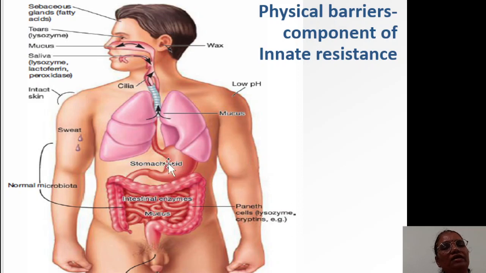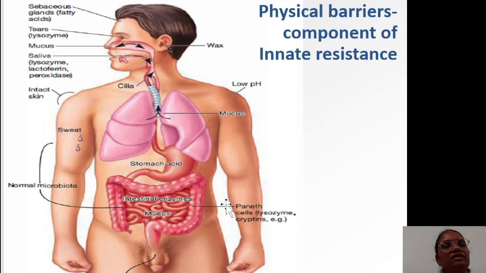And the very high acidity in the stomach prevents the majority of microorganisms from surviving in this area. The normal microbiota existing on the skin also provides good competition for foreign invaders to survive or to establish there. Intestinal enzymes as well as mucus also play a role in preventing establishment of pathogens in this region.